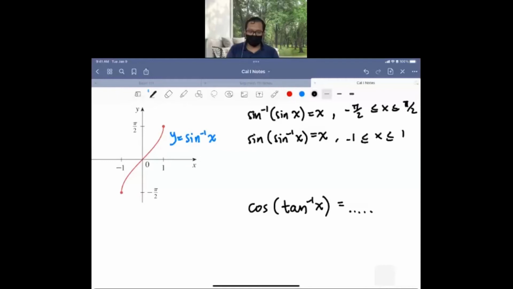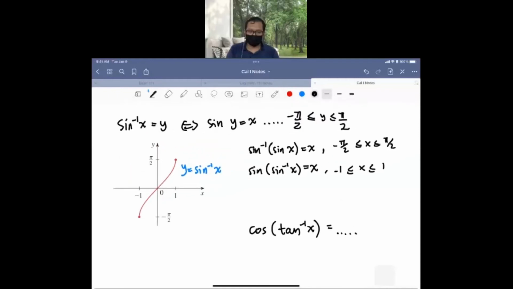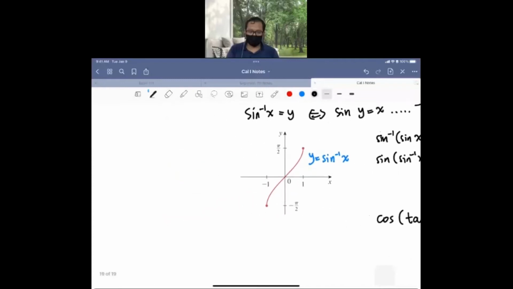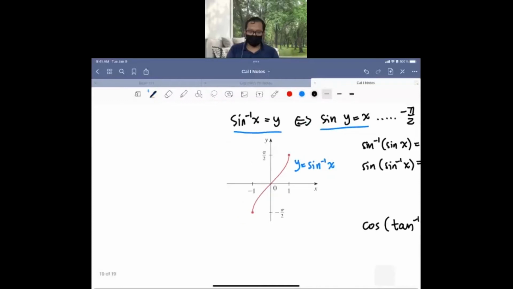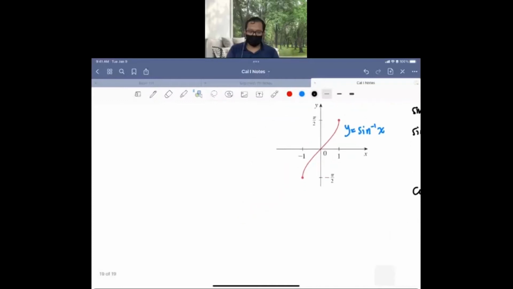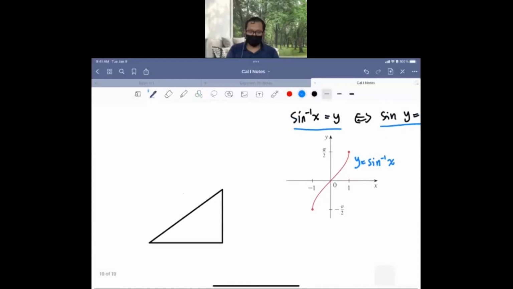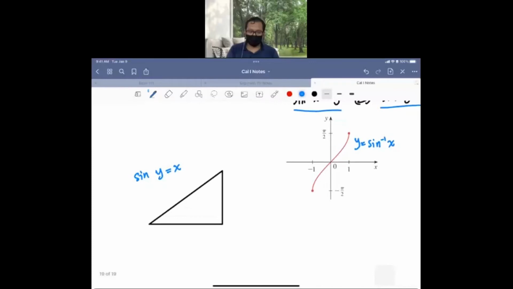Let me give you one simple logic that will be consistent for every inverse of trigonometry. Let me start with this. If we have sine inverse x equal y, we can write sine y equal x. If you remember, we can draw a triangle to define the trigonometric ratios. If we have sine y equal x, it means that y is our angle, right? Let's say our angle is here.